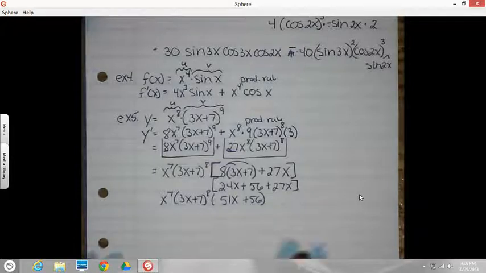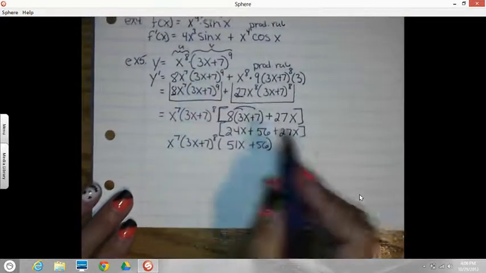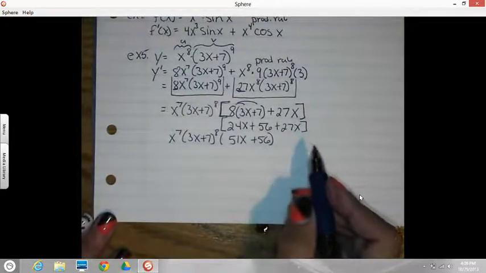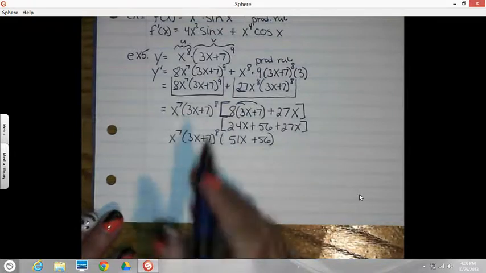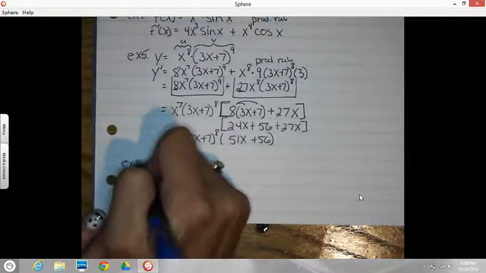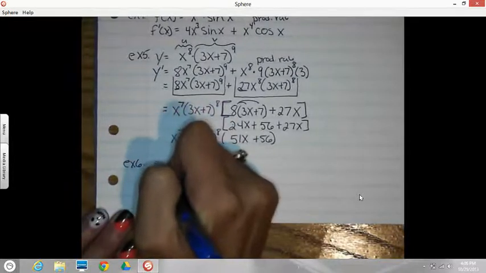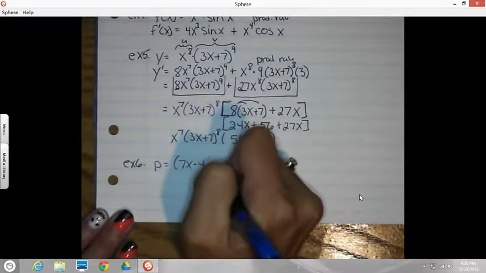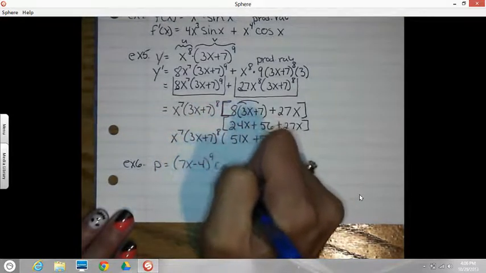We'll try one more. Put it in 3 lines. 1, 2, 3, and 4. Yep. Here we go. P equals 7x minus 4 to the 9th times the cosine of 3x.